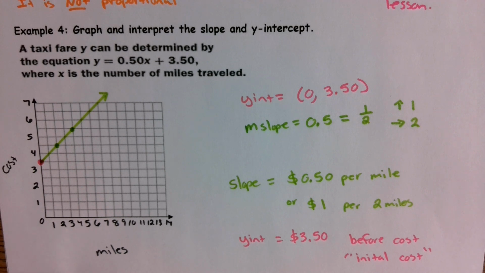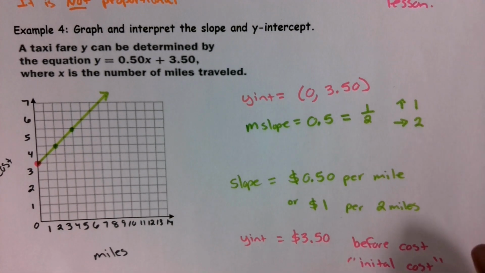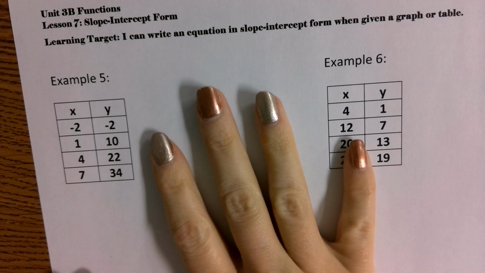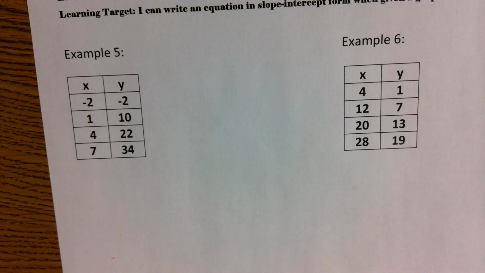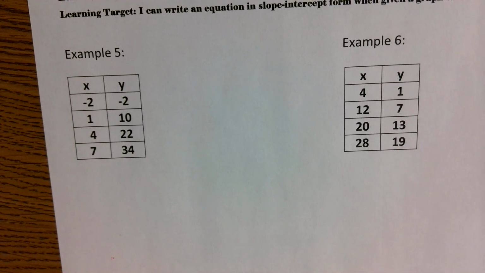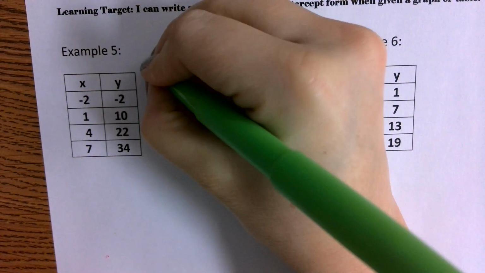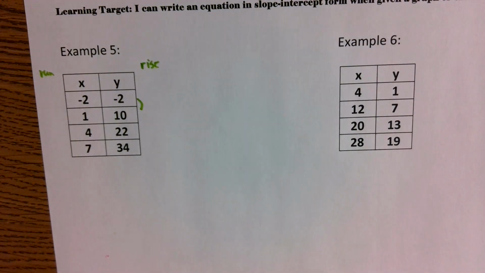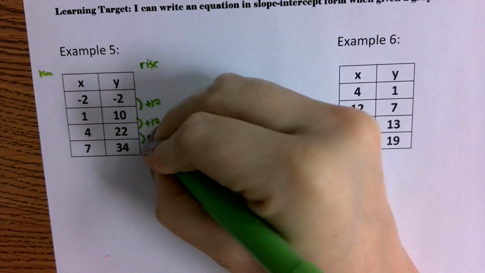Go ahead and go to the last page. There are 2 tables on there that I want you to practice finding your y equals mx plus b. So you find your slope, then pick a point to plug into y equals mx plus b to find your b value. For example 5, the first thing we're going to do is find our rise over our run. Our rise, we're going from -2 to 10. That's an increase of 12. From 10 to 22, an increase of 12. 22 to 34, an increase of 12.